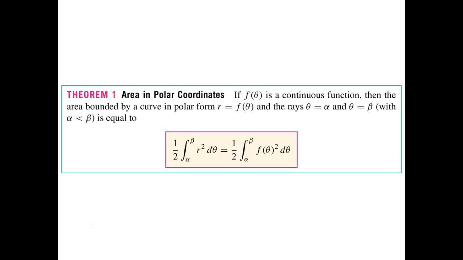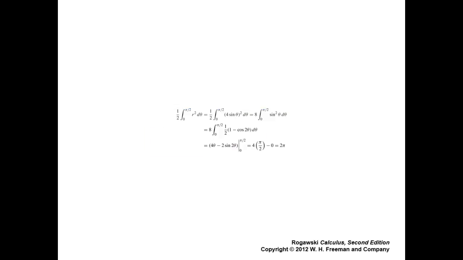Okay? 1/2 integral from alpha to beta of f squared. And again, I always like to write the squared by the function, f squared theta d theta. I don't think you'll ever confuse that with alpha theta squared, but why risk it? Do f squared. That, to me, makes more sense. All right, any questions? Okay.